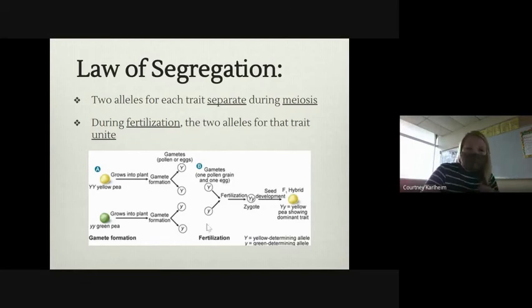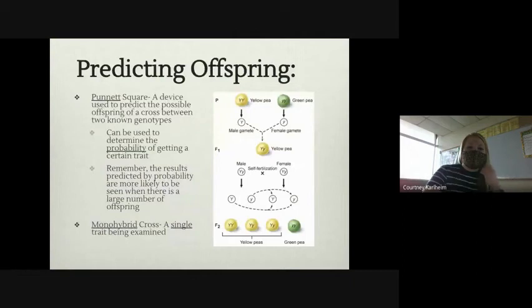So this is just a diagram kind of explaining it. If you want more detail, I'm not going to ask you about this diagram. We learned about meiosis, how they separate, and now fertilization is taking them together, and we're learning which one shows up and which characteristics are dominant or recessive.